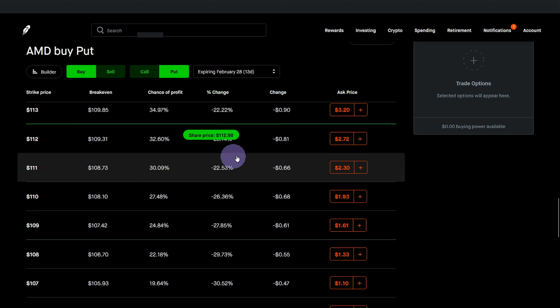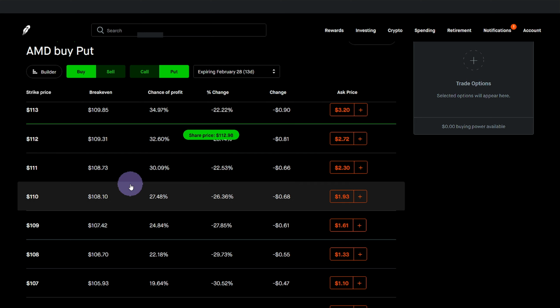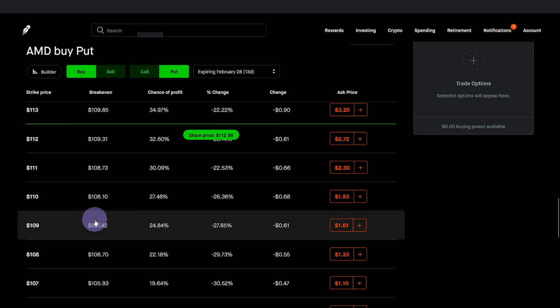Now, if my strike price is $110, then it wouldn't make sense to exercise this option. There's no way I'm going to pay $112 market price per share just to turn around and sell them at the strike price of 110. I would lose money. So this contract is out of the money.